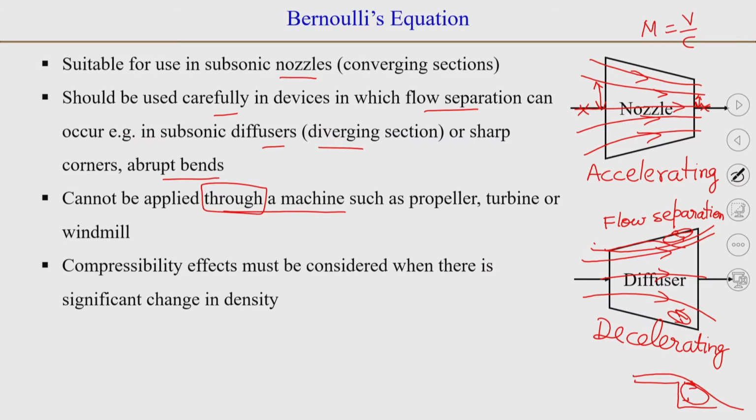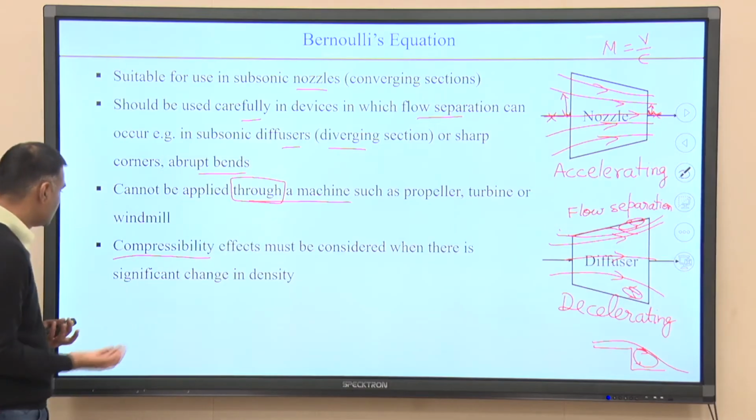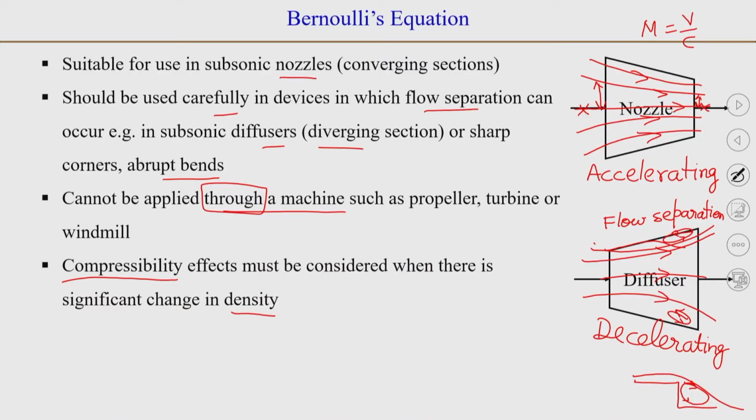Now, because the assumption is that the flow is incompressible, when the compressibility effect might come into the picture, we should not use it. The compressibility effect comes into the picture when the density can change. That can happen, for example, with high Mach number flows, as we just discussed. Generally, the typical value we take is that if the Mach number is above 0.3, then the flow becomes compressible.